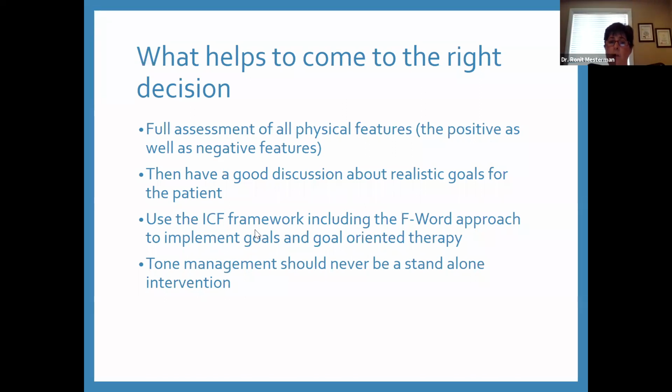I want to bring up also that in this discussion, it's really important to consider the ICF framework, and I'll show a slide in a moment. And as McMaster representative, I cannot but mention also the F-word paper, which I'll get to in a moment. And really, tone management should never be a standalone. So I did not express enough throughout my talk that all these interventions need to be supported by therapy, especially physiotherapy, occupational therapy, and bracing.